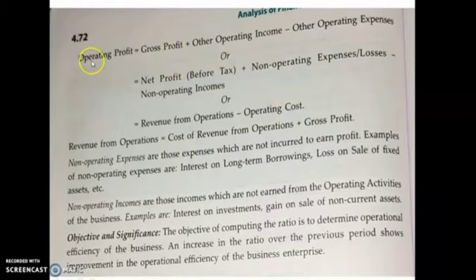As per the formula, you have to calculate operating profit. So here are some formulas to get the operating profit. The first formula you can use is gross profit plus other operating income minus other operating expenses. Or you can use the formula net profit before tax plus non-operating expenses minus non-operating incomes. Or you can use the formula revenue from operation minus operating cost. These are the three formulas which will help you to get the amount of operating profit. Now for revenue from operation, you can use the formula cost of revenue from operation plus gross profit.